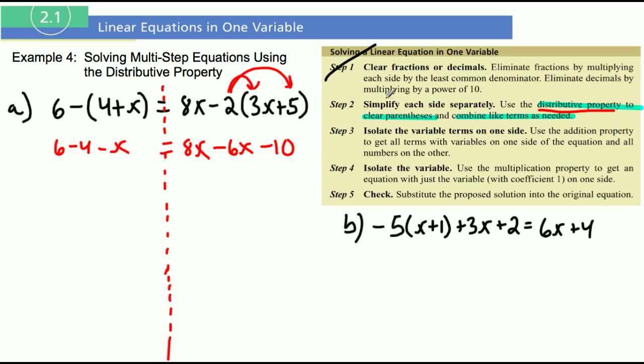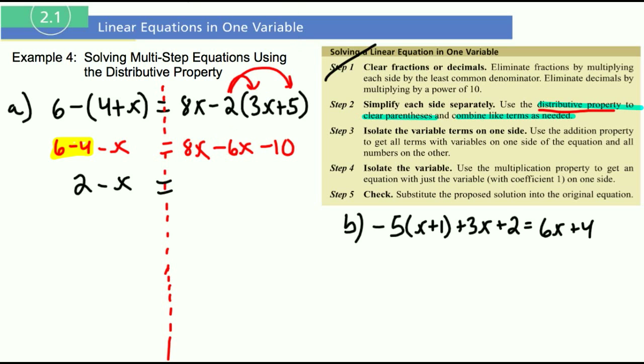Okay, the whole goal is to simplify each side separately. So if we're going to look at just this side right here, check this out. Can't we combine 6 and negative 4? Right? We can combine those to make one term. So that's what I'm going to do now. I'm going to make that 2, and then I'm going to drop down my minus x equals.